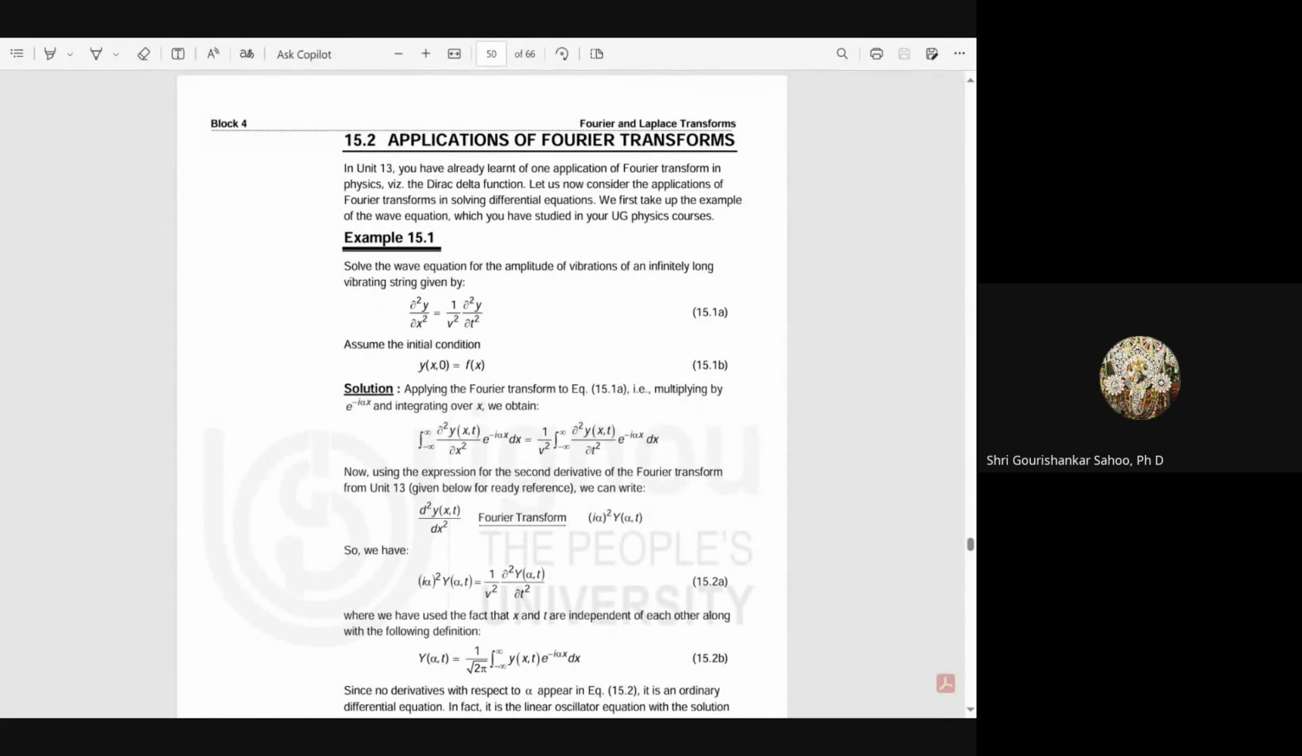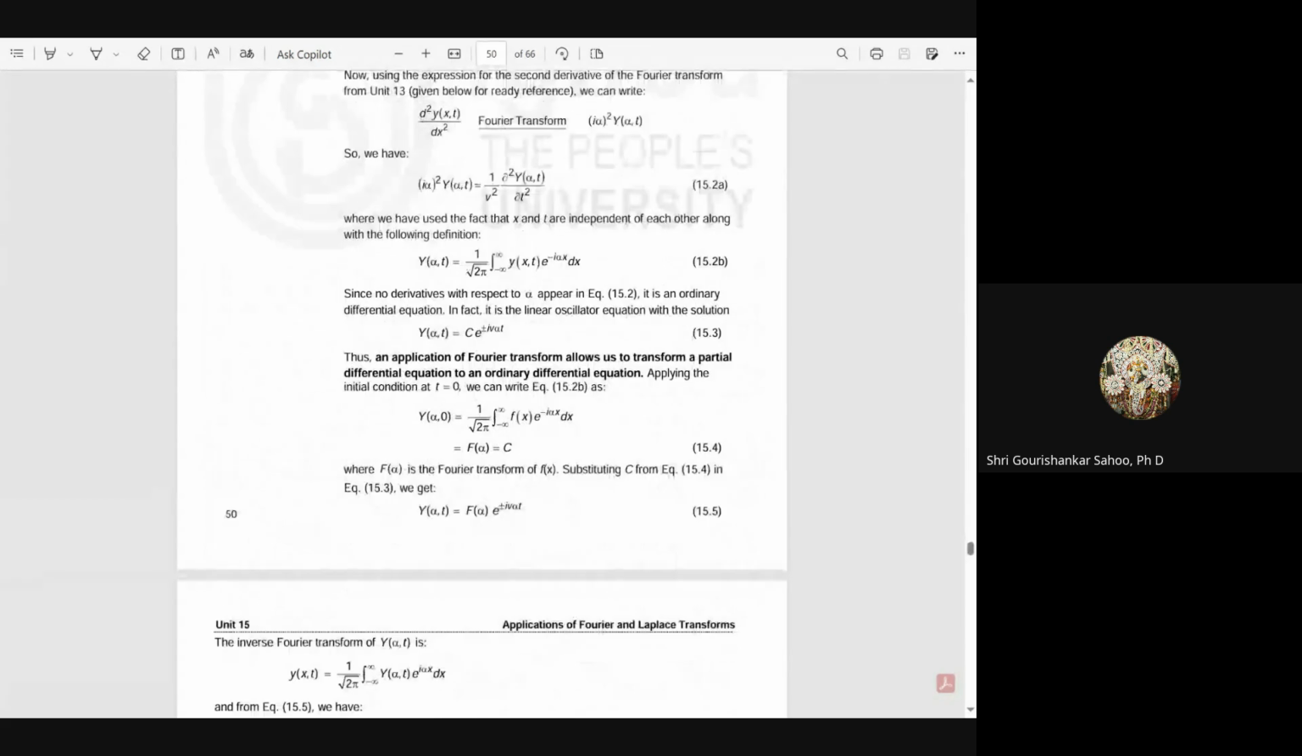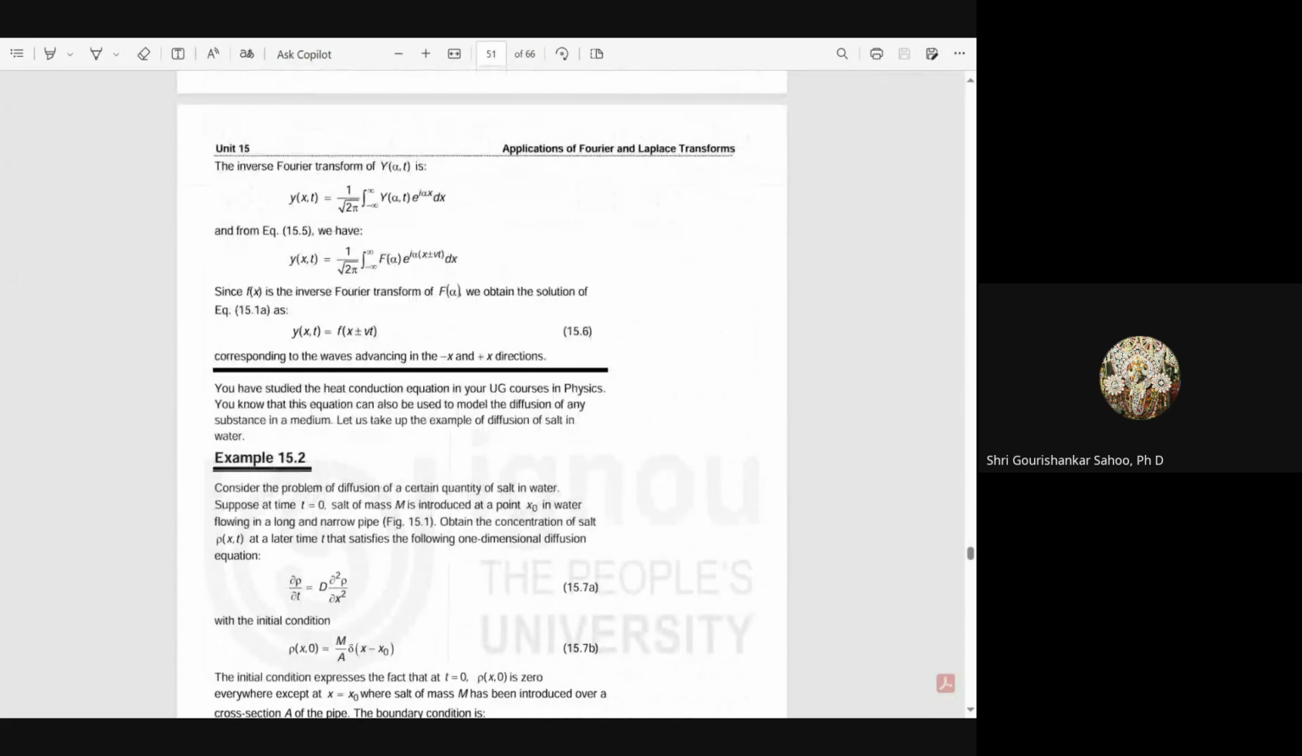You can solve the wave equation for the amplitude of vibrations of an infinitely long vibrating string. That is del square y by del x square is equal to 1 by v square del square y by del t square, the wave equation. By assuming the initial condition y(x, 0) is equal to f(x), you can solve it by Fourier transform. This is shown on the screen.